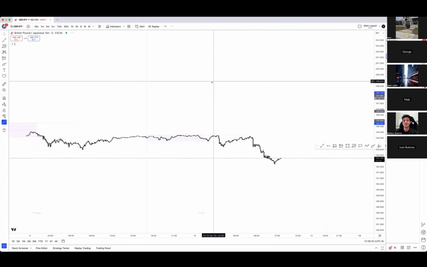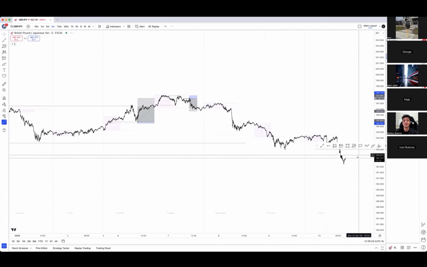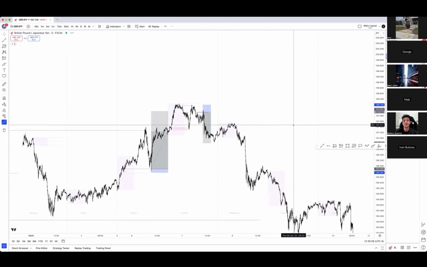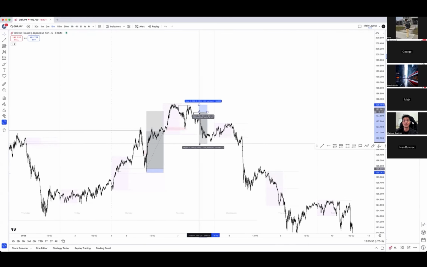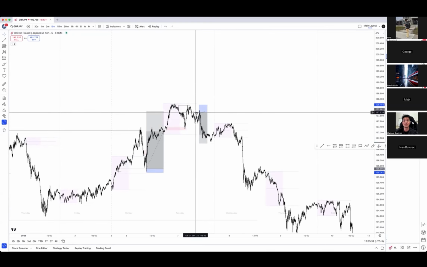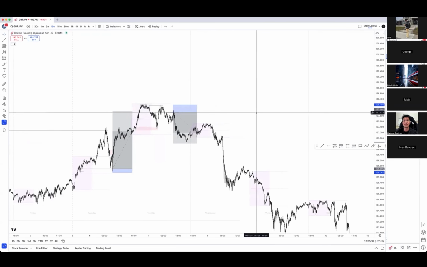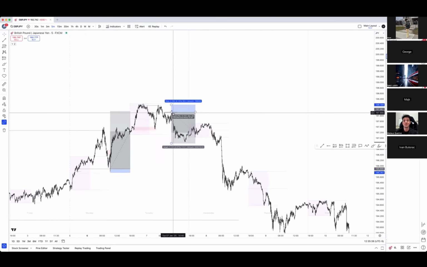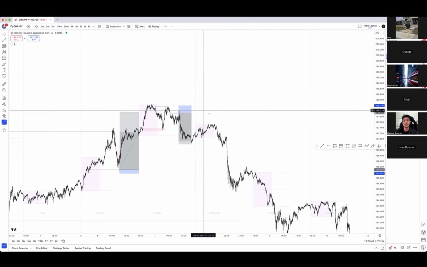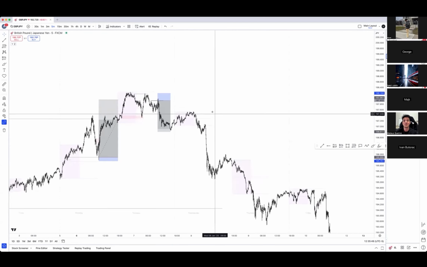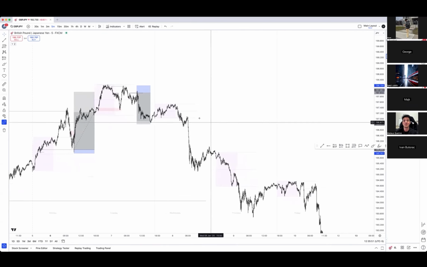So pretty much, I'd say, like, this is the only thing I could see. Entering here and then getting out right here. But yeah, that's for GJ. I believe that happened in New York session. That was on Tuesday. Wednesday, not really looking that nice to be honest.